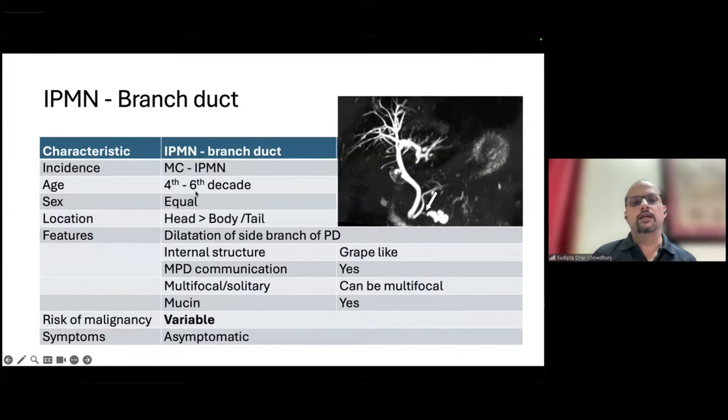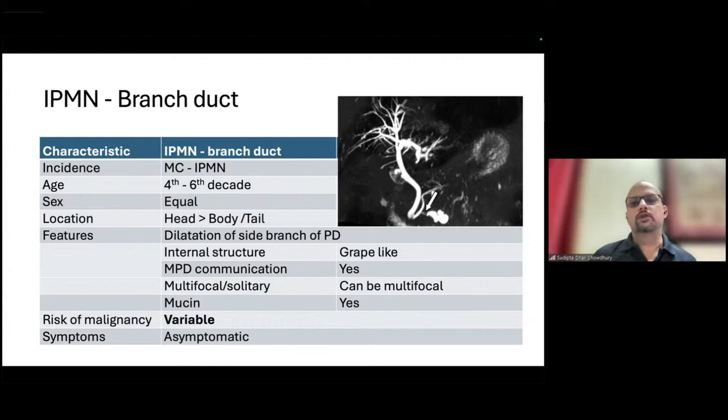which usually occur in the 4th to 6th decade of life, and have equal sex distribution. Again, these are also in the head. They usually present with a dilatation of a side branch of the pancreatic duct. The internal structure is similar to that of a main duct IPMN, and communication with the main duct exists. This can also be multifocal and have mucin. The risk of malignancy in branch duct IPMN is much lower than that of a main duct IPMN.